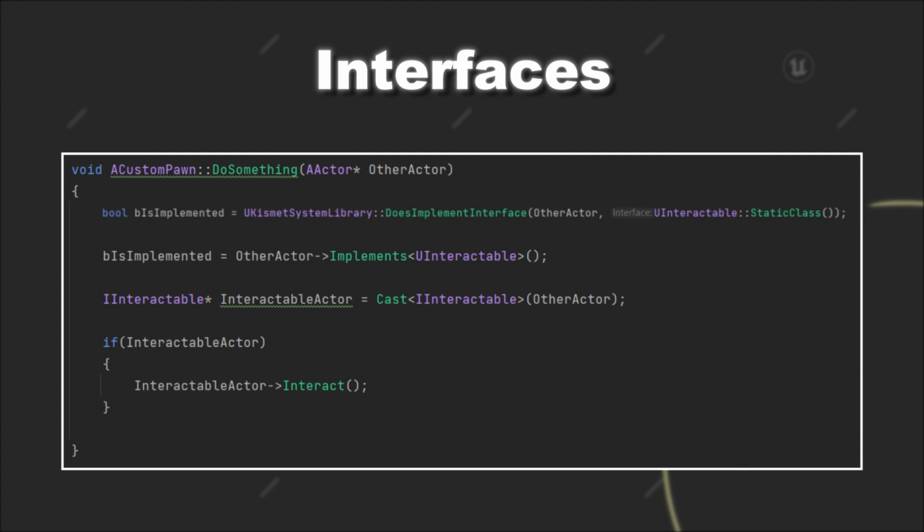But be aware, if you implement the interface on blueprint level, the cast function will return a null pointer. In the next video, we will also have a look at how to work around this problem in particular.